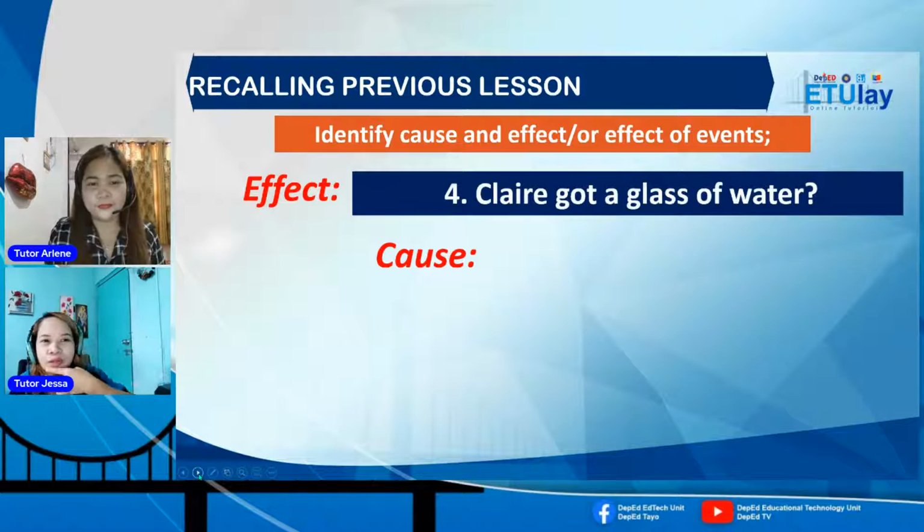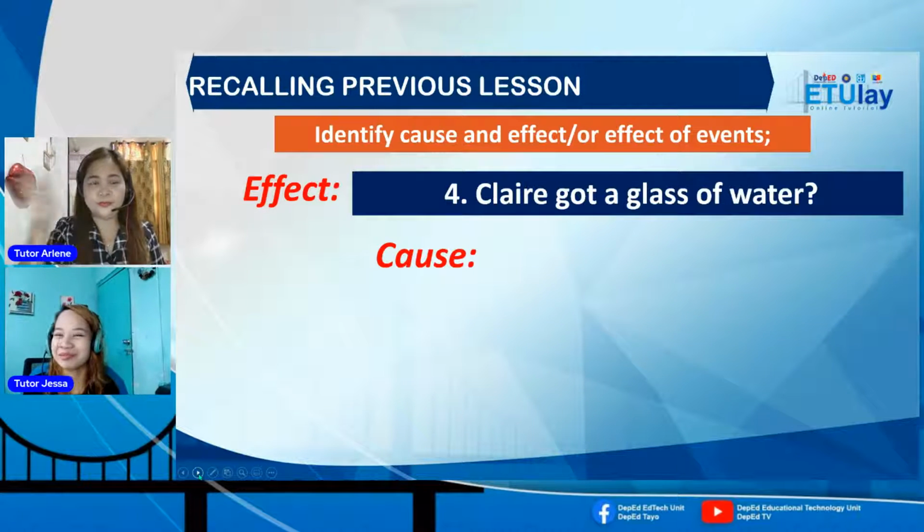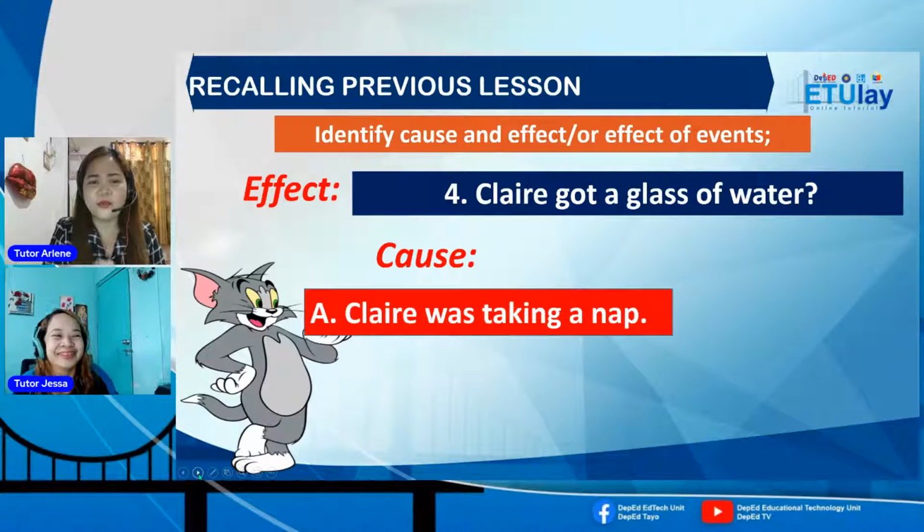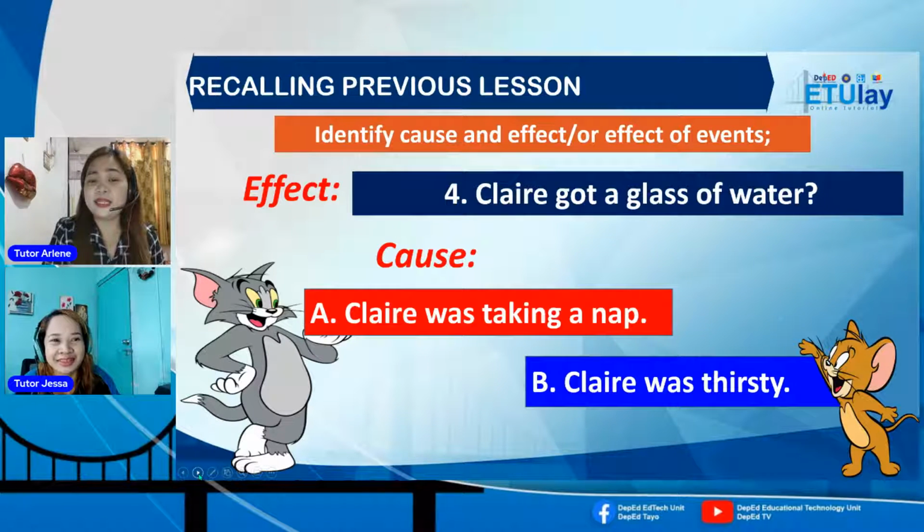And for number 4, Tutor Arlene. All right, for number 4, the effect is Claire got a glass of water. Again, it's period. Now, let us identify what is the cause. Is it A, Claire was taking a nap? Or letter B, Claire was thirsty? Okay, kids, so don't forget to type number 4 before your answer.